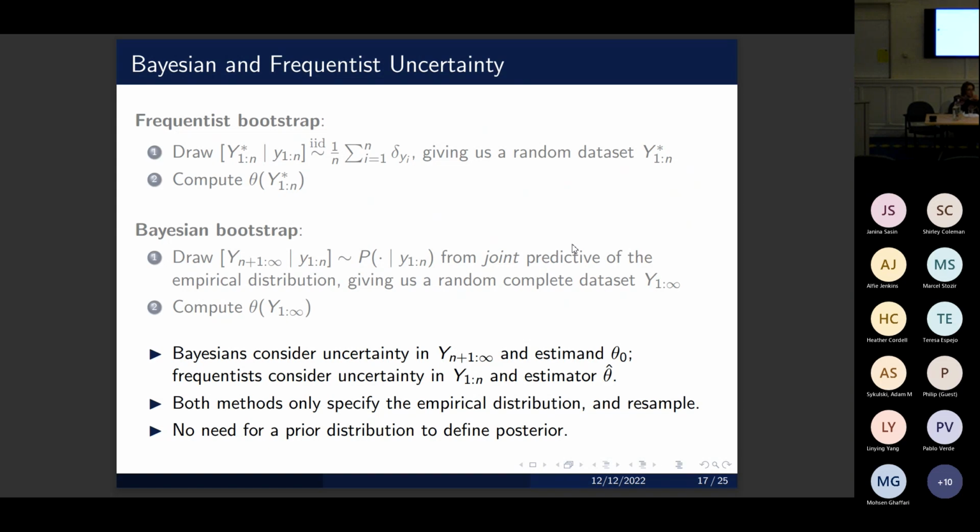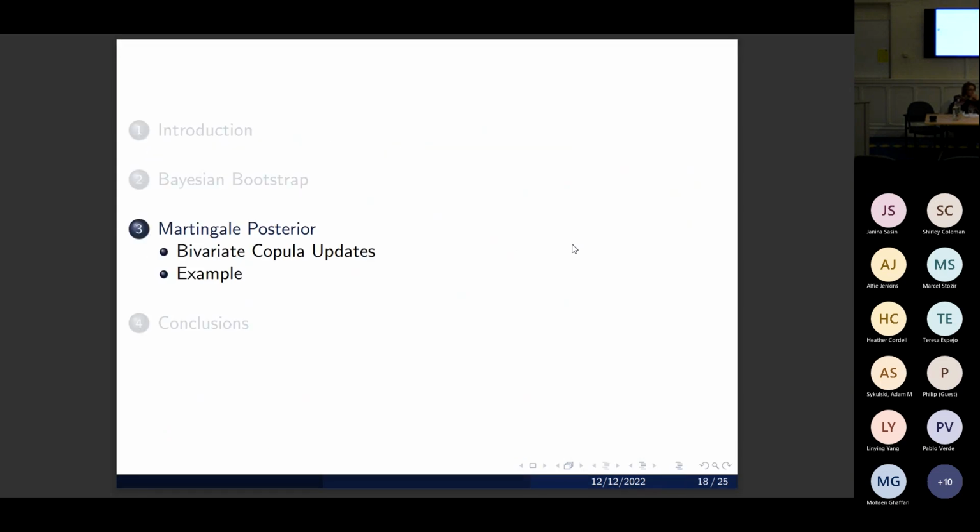So as promised, I'm now going to go through some new methodology. This is essentially extending the Bayesian bootstrap to the case of continuous densities, using this bivariate copula update, which I think has a nice interpretation. And then at the end, I'm going to demonstrate an example where we can actually do Bayesian density estimation without a likelihood or a prior.